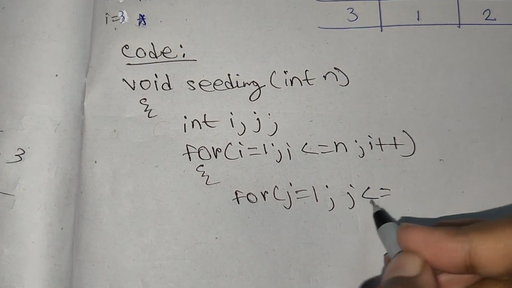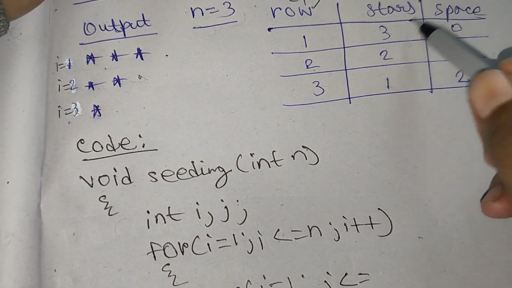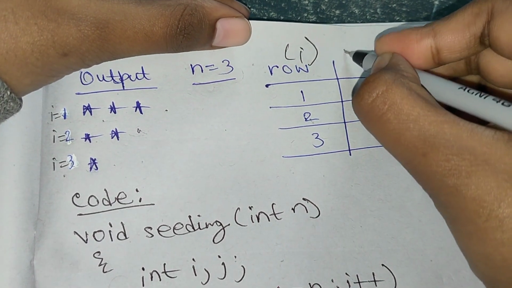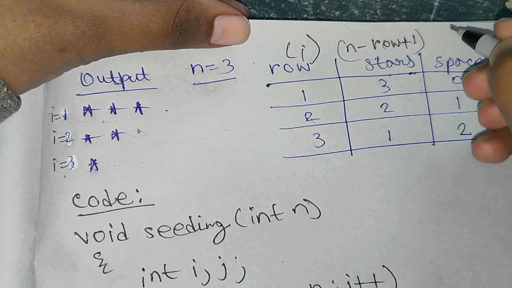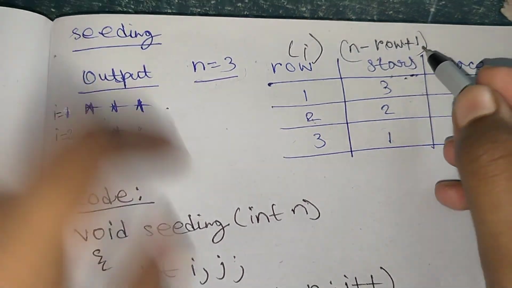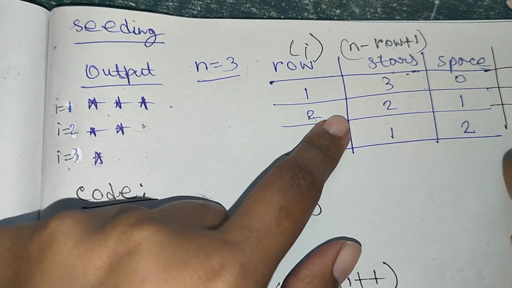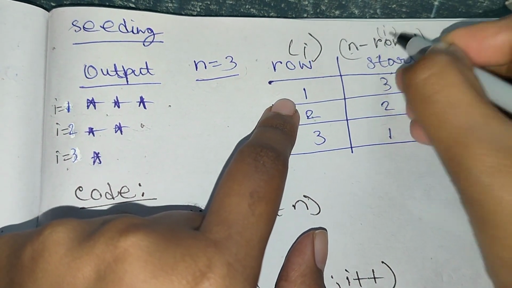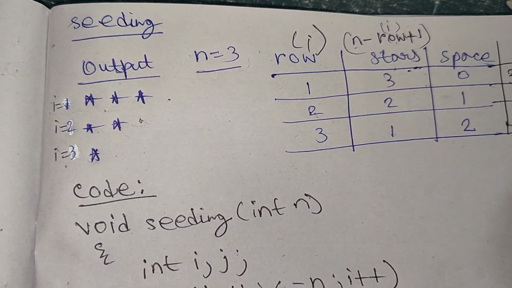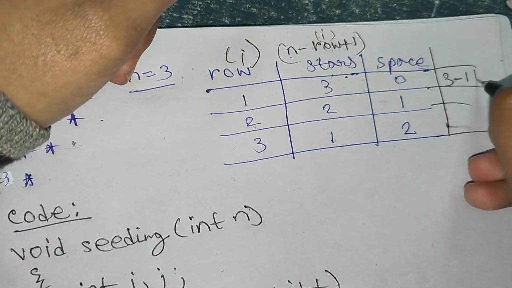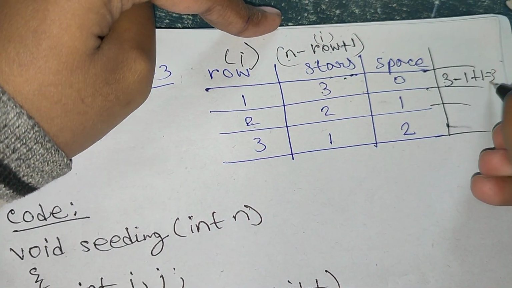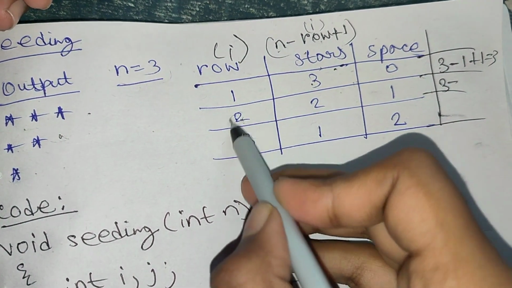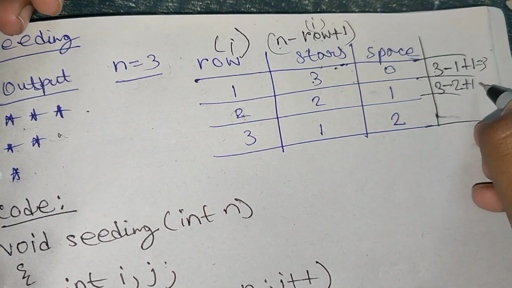We don't know the size of j, right? So for j, we have to print the stars. We can see that there is some formula like n minus row plus 1 that will be applied. Now you can ask why it will be applied. Then let's see how it works, okay? So n is 3 and in the first row I is 1, and plus 1. So it is 3 only, it's giving 3. And for the second row, n minus row is 3 minus 2 plus 1, which is 2.